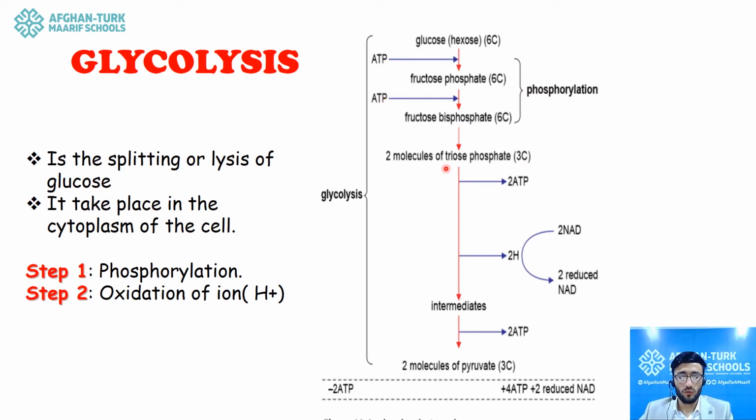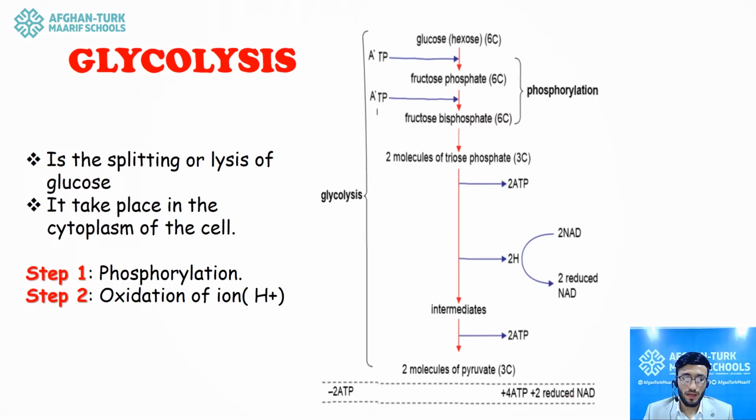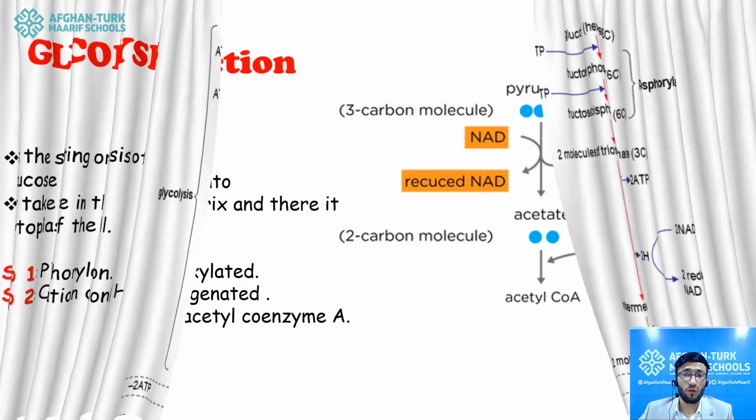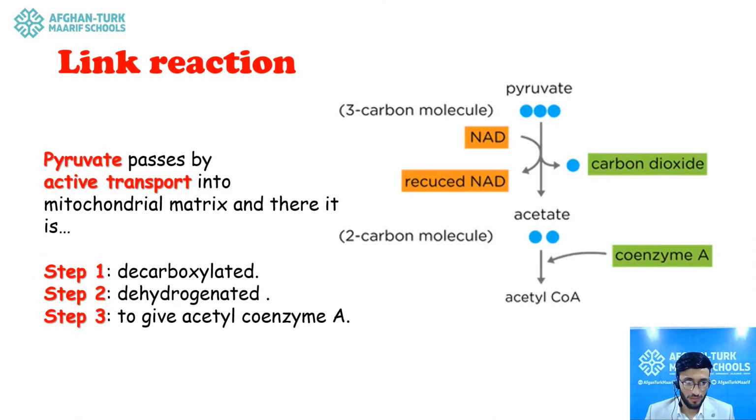So at the end, when glucose splits into 2 molecules of triose phosphate, you can see that ATPs are produced. Also NADs, or electron carriers, are produced. So at the end of glycolysis, we can summarize that to start glycolysis we spent 2 ATPs, but at the end we received 4 ATPs and 2 reduced NADs. It means the electron carriers accepted the electrons and carry them into the further steps of cellular respiration.